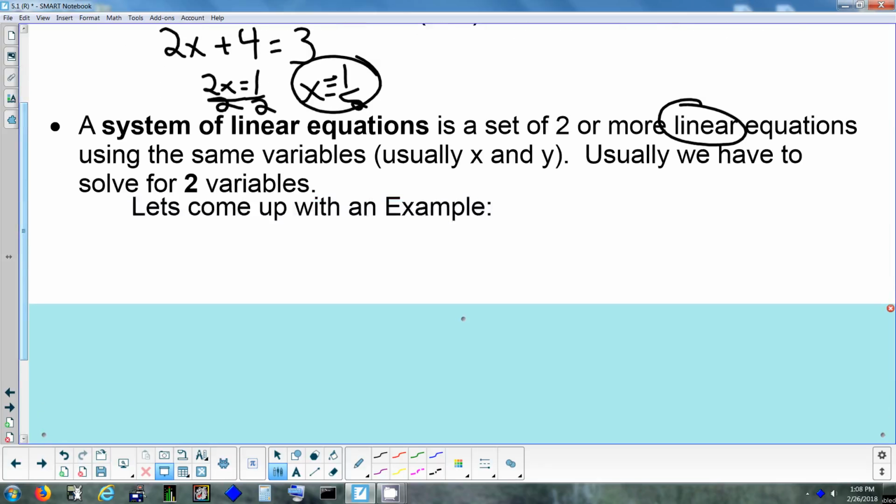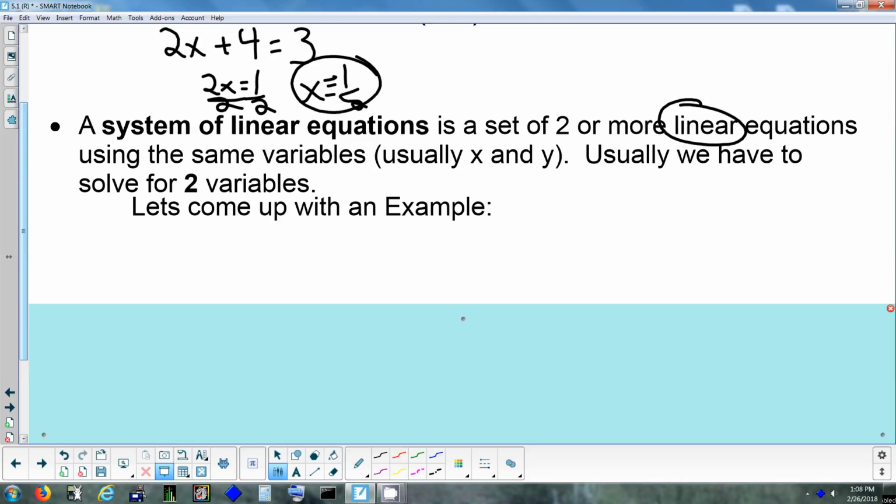So someone give me an example, and it doesn't have to be in slope-intercept form. It can be, but it doesn't have to. So think about the different criteria we talked about here. Has to have an x, has to have a y, has to have an equal sign. Somebody give me an equation that's an example of a linear equation.